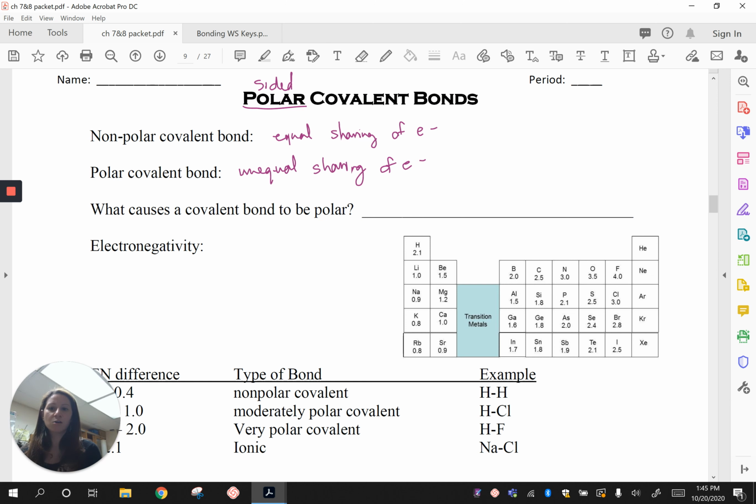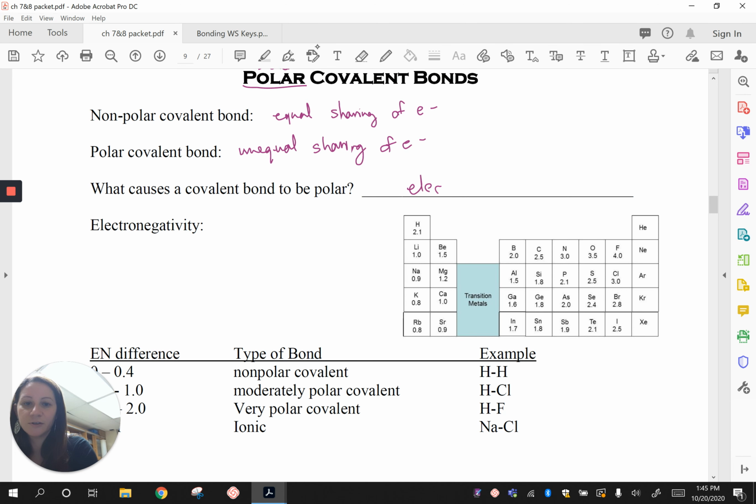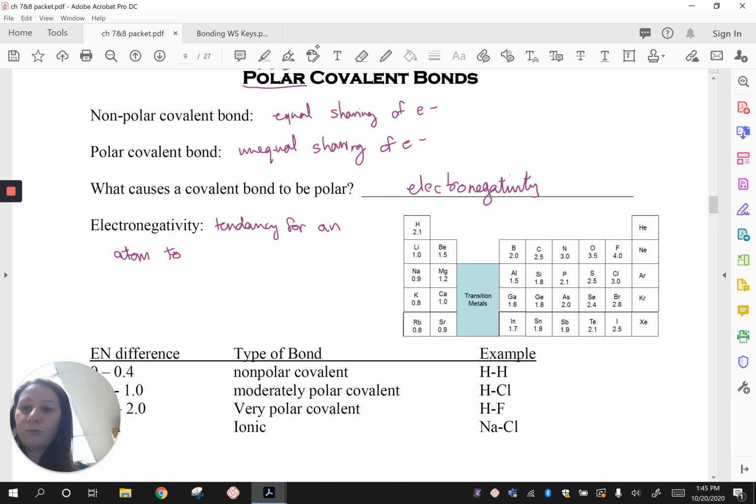So what causes a covalent bond to be polar? That is electronegativity. And if you remember, we talked about electronegativity in chapter 6. Let's define it together again, just so we remember. It is the tendency for an atom to attract electrons to itself in a bond.